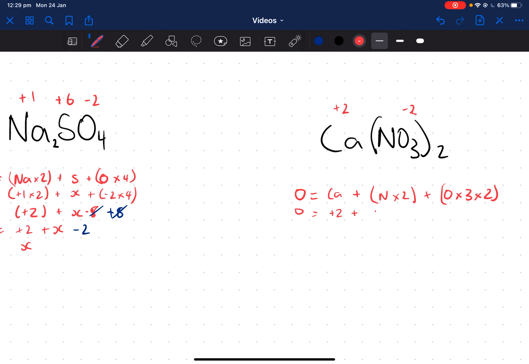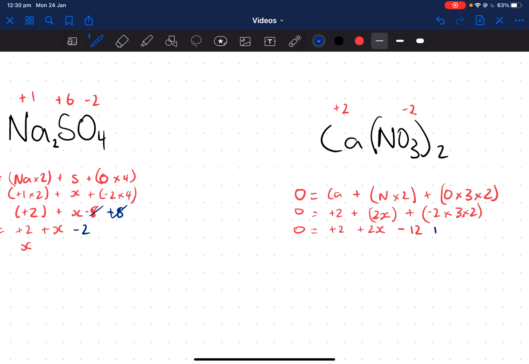So that's going to be 2x plus oxygen, which is negative 2 times 3 times 2. All right, 0 equals positive 2 plus 2x. Well, that would be a minus. So 3 times 2 is 6. 6 times negative 2 is negative 12.